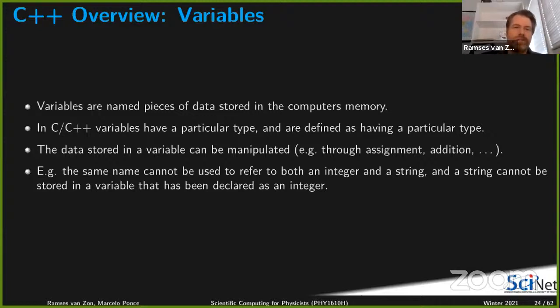So it's what's called a strongly typed language. The data that's stored in the variable can change. That's why it's called a variable. It's not just a constant. You can do that in Python. You can have a variable that is an integer at one time, and the next line it becomes a string. Not so in C or C++.